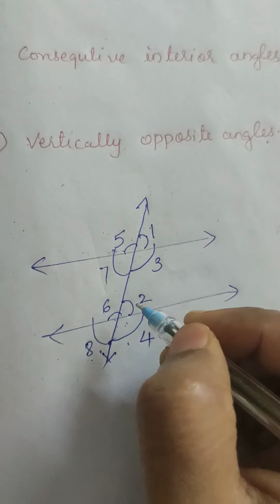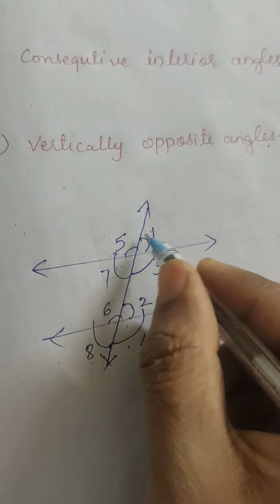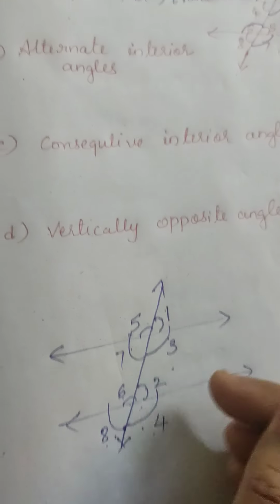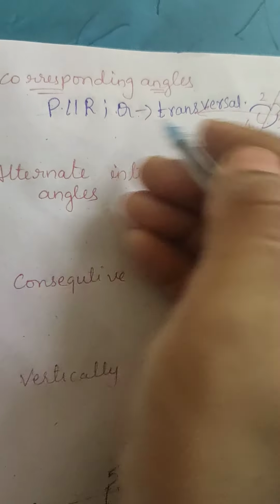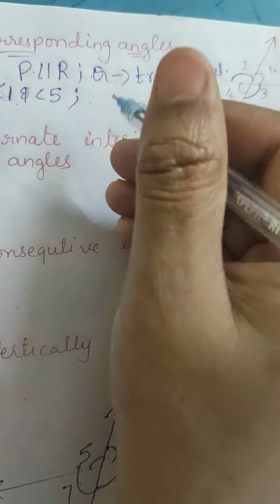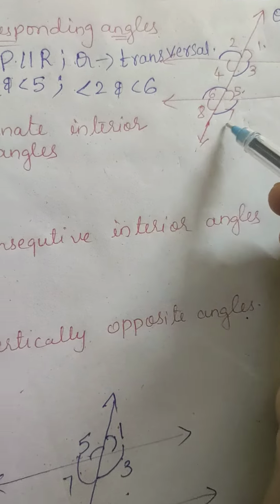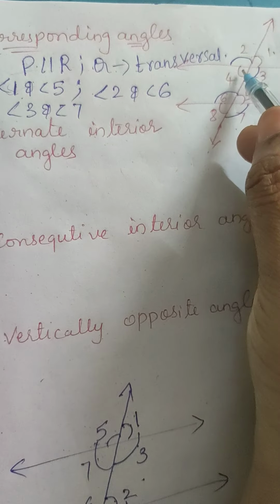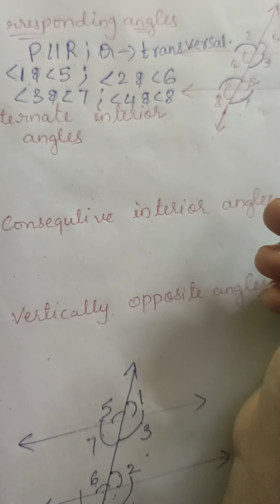Okay students, 1 and 2, 3 and 4, 5 and 6, 7 and 8, these four pairs form the corresponding angles. Here we can see 1 and 5. What are corresponding angles here? Angle 1 and angle 5, angle 2 and angle 6, also angle 3 and angle 7, and angle 4 and angle 8. All these are corresponding angles.